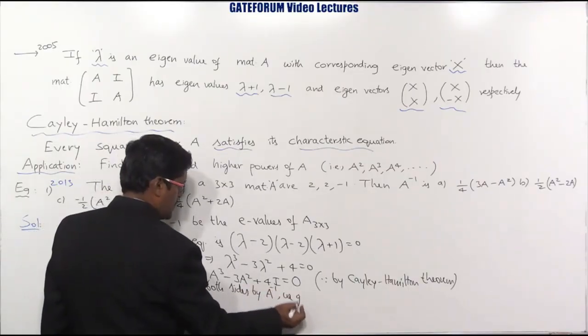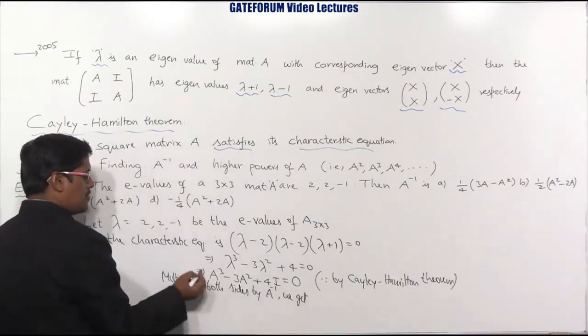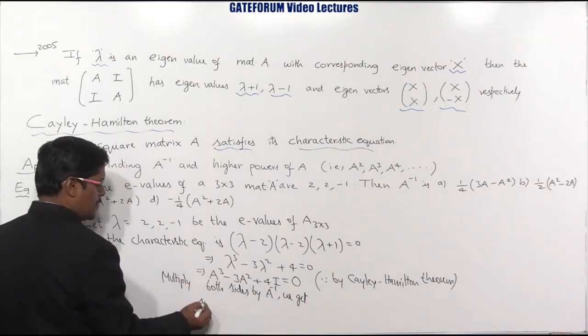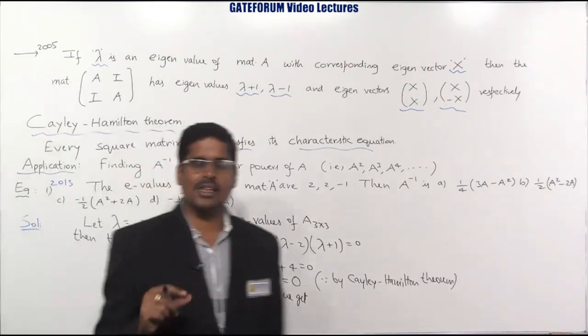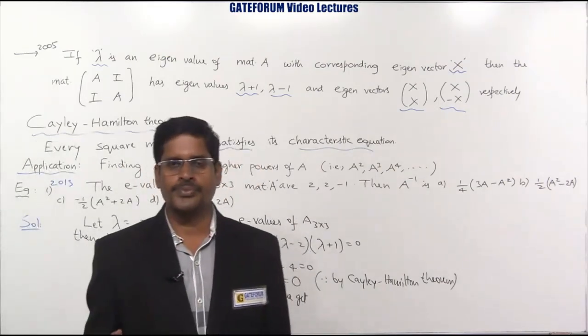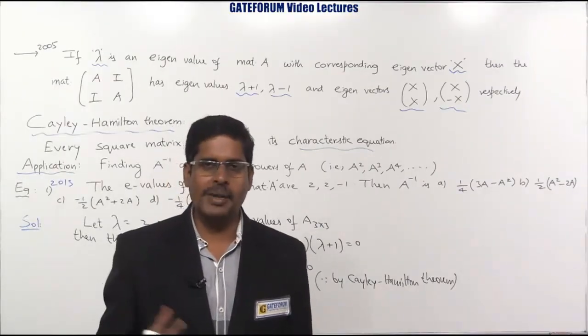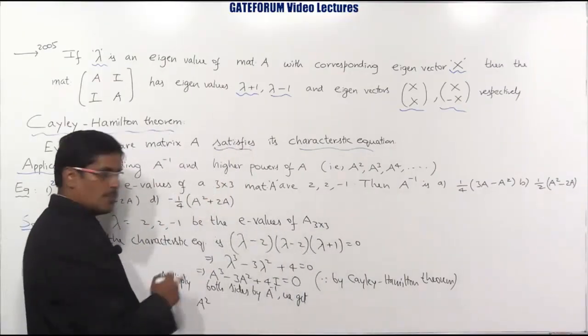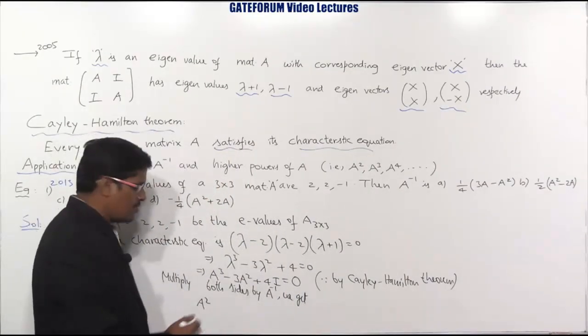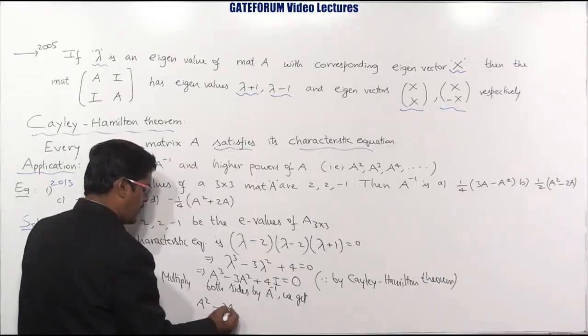We get, that means each term multiplied by A inverse. A inverse into A cube is A square. Just using that, A power m into A power n is equal to A power m plus n. Like that, A inverse into A cube is A square. A square into A inverse is A. That is 3 into A.